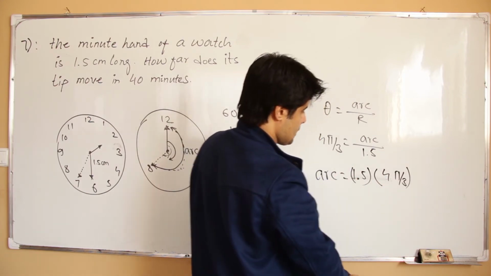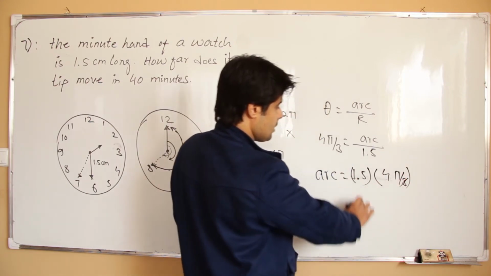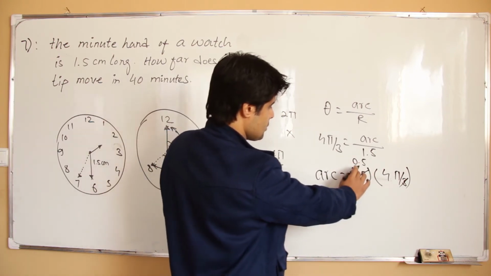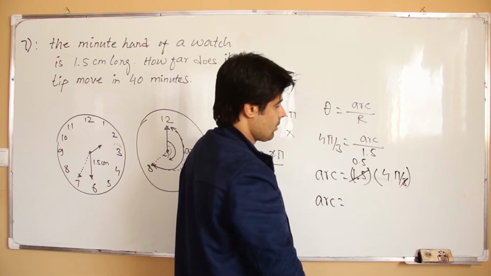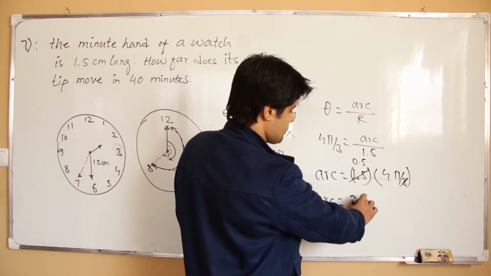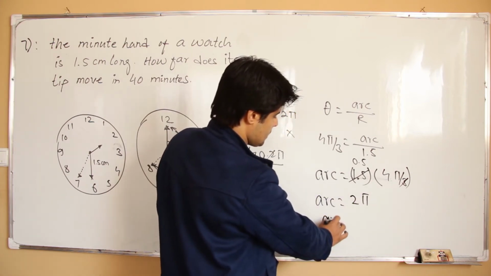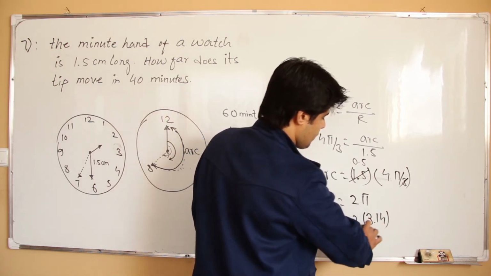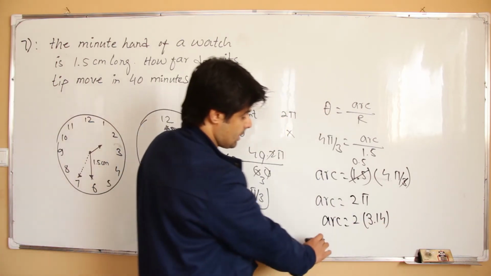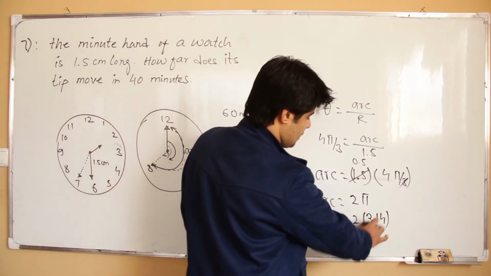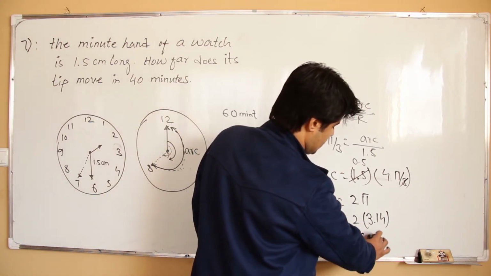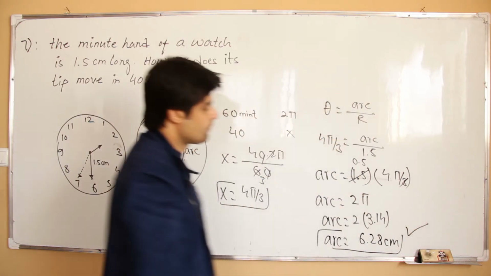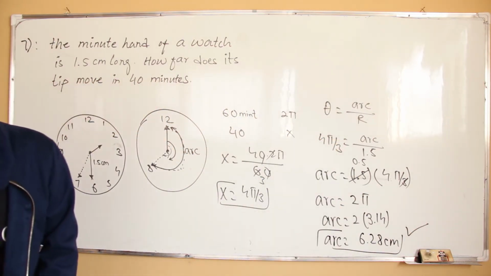Am I right? Yes. We will have a cancellation in here. 3 into 1.5 gives 0.5. Arc is 0.5 times 4, it is 2 times pi. Arc is 2 pi. The value of pi is 3.14. Am I right? Yes. Then we can say that it is 6.28 centimeters. Write it, please.